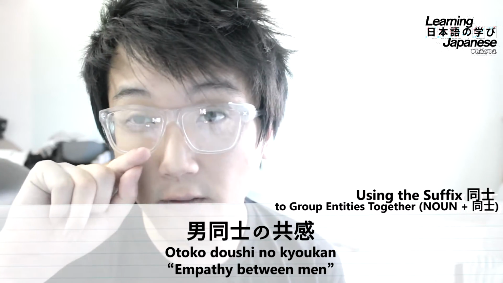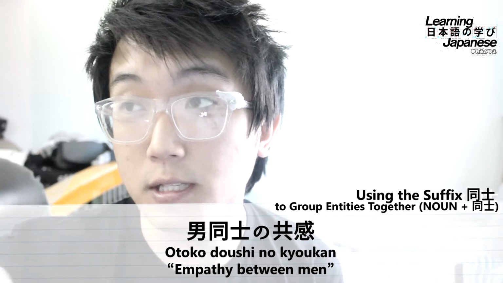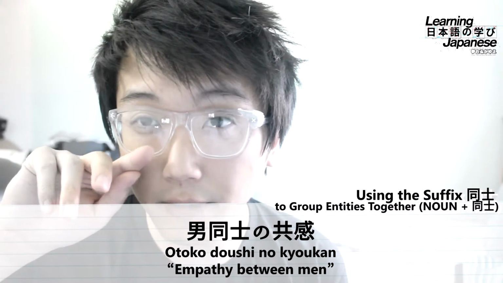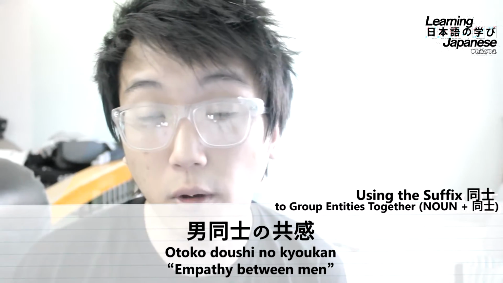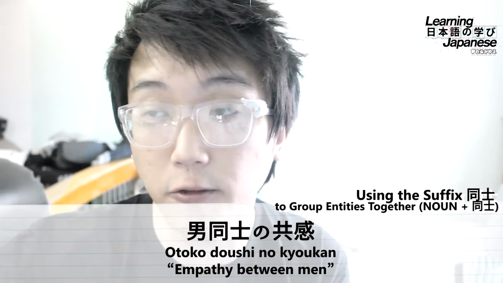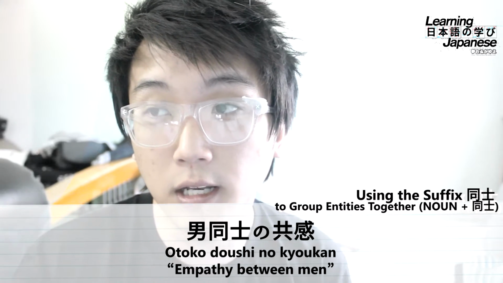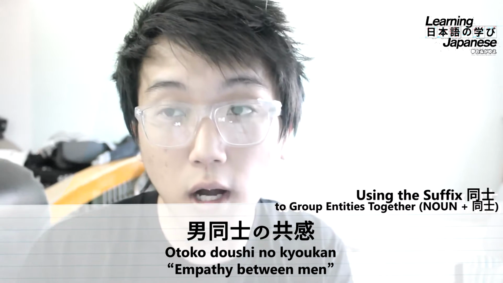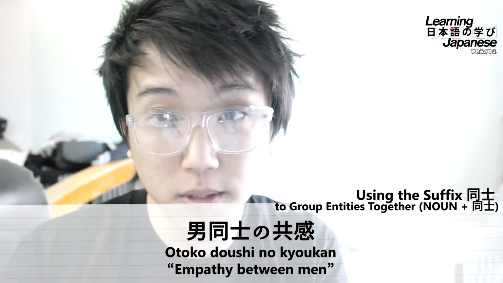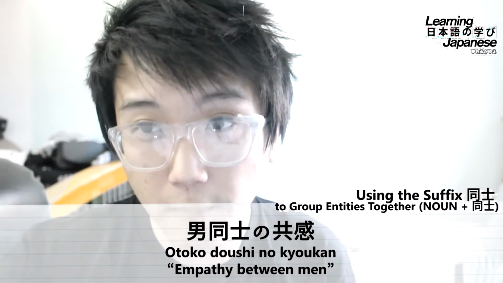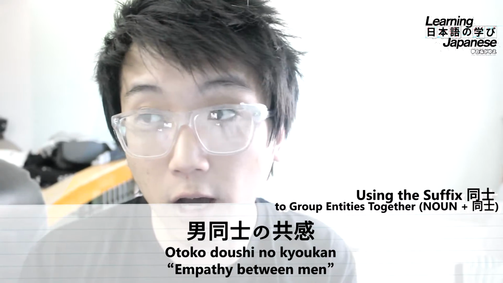First up, we just have a noun word, otoko, which means man or men. That's the noun that we're going to use the suffix doshi with. So you just plug doshi right after otoko. Otoko doshi is going to basically mean men, but there's this nuance of them being grouped together in something between them or among them or each other. We'll get a better sense of that as we move on.